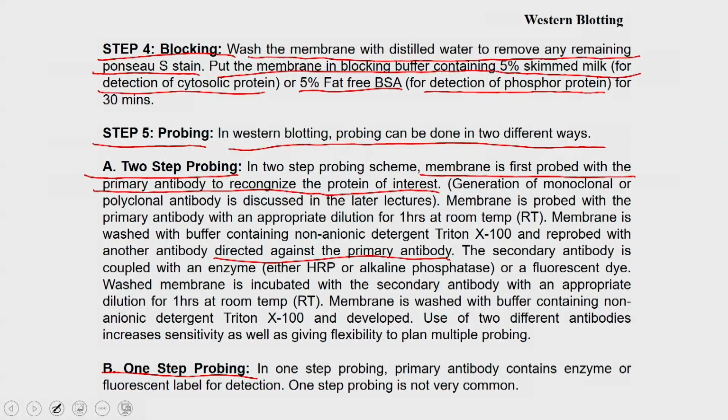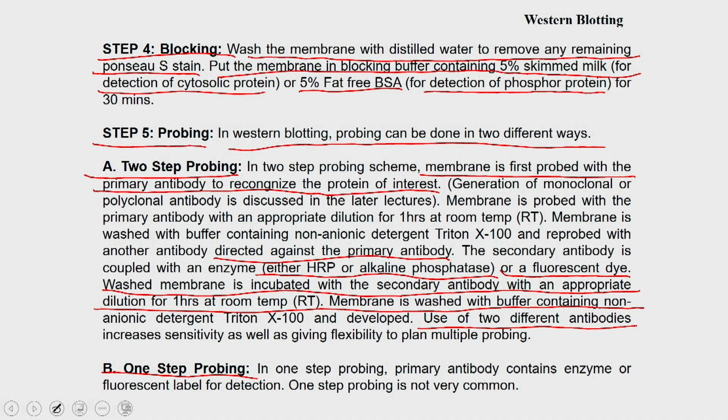And the secondary antibodies normally contain HRP or alkaline phosphatase as an enzyme, which you can use for running the reactions. Sometimes they are also coupled with a fluorescent dye. Then the washed membrane is incubated with the secondary antibody at an appropriate dilution for 1 hour at room temperature. The membrane is washed with buffer containing non-ionic detergent and developed.